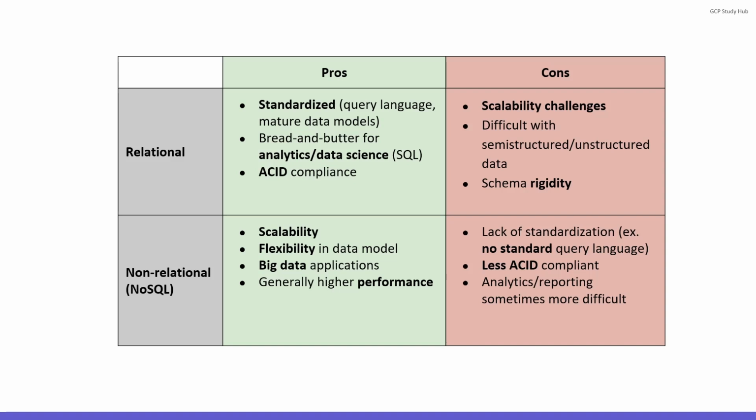On this slide, we are comparing relational and non-relational databases in terms of their pros and cons. Let's start with relational databases. The pros include standardization. Relational databases use a standardized query language, SQL, which is widely adopted and understood. They are the go-to choice for analytics and data science tasks that need structured data and complex querying. And ACID compliance is another strength, ensuring consistency and reliability for transactions.